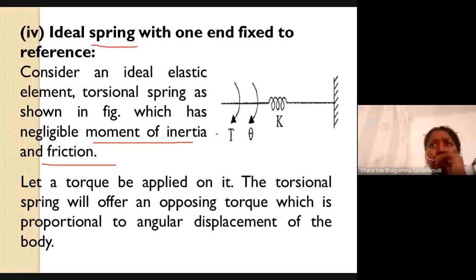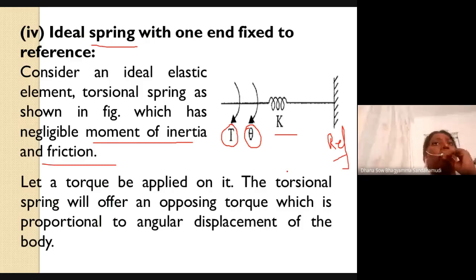So when torque T is applied, and I am also considering that one end of this elastic element or spring is connected to a reference. Okay, one end is connected to a reference. So when torque is applied to this spring, there is an angular displacement of theta.